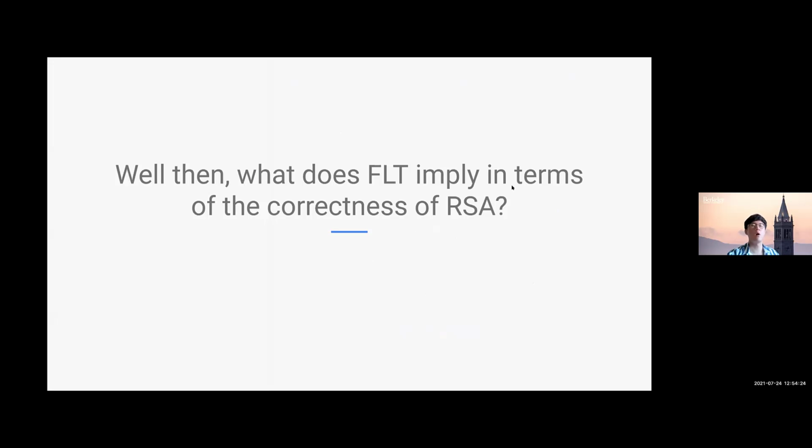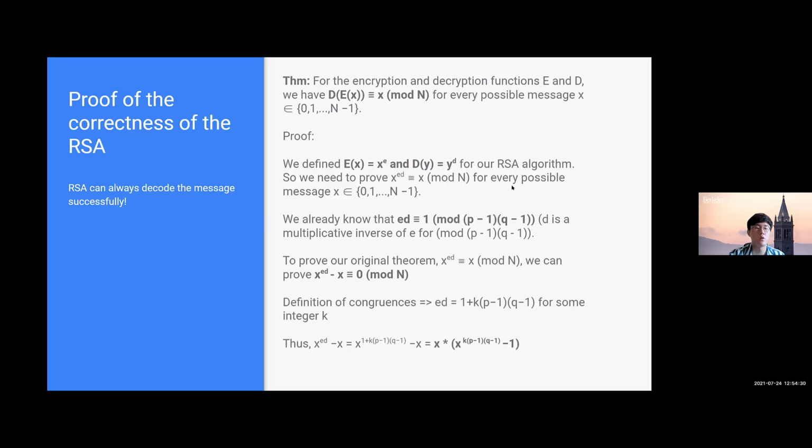So what does FLT actually imply in terms of the correctness of RSA? This is pretty important because when we deal with RSA, we need to always make sure that for every possible message, if we put the encrypted message inside the decrypt function, we always get the original. And Bob can always decode the message successfully. So we already defined the encryption to be x to the power of e and the decryption to be y to the power of d. So to prove this, you just prove that x to the ed is congruent to x for every possible message, right? We already know that ed is congruent to 1, since d is a multiplicative inverse of e.